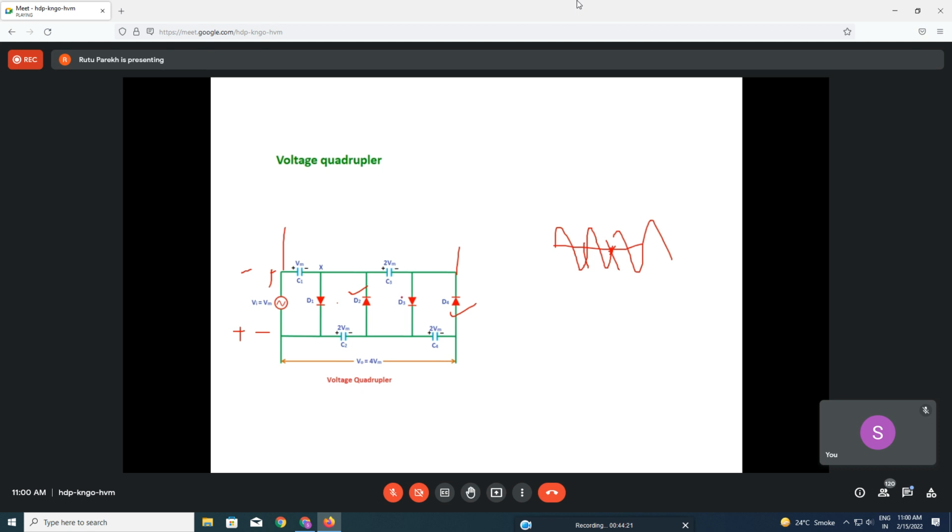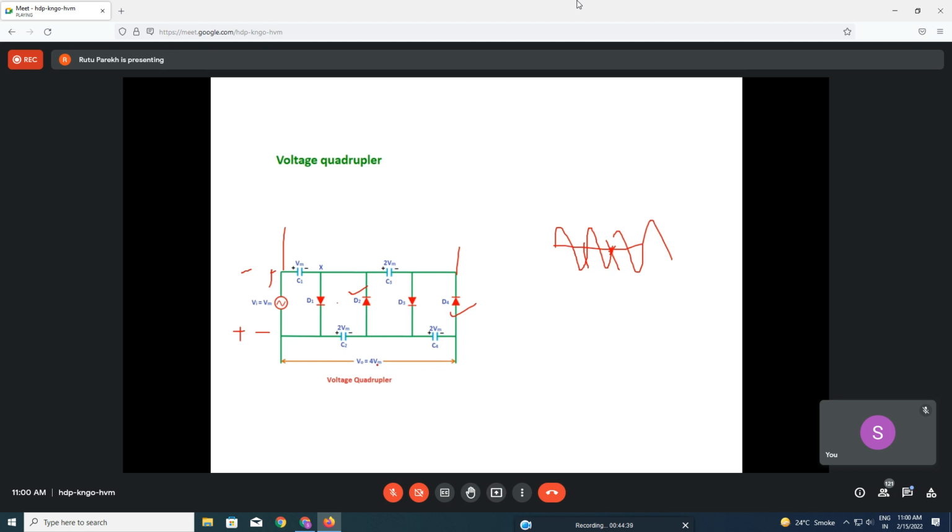So now this voltage appeared here. Now this voltage will appear here. So this voltage is appearing here. This is as it is. So after that second cycle, you will have 4 VM.